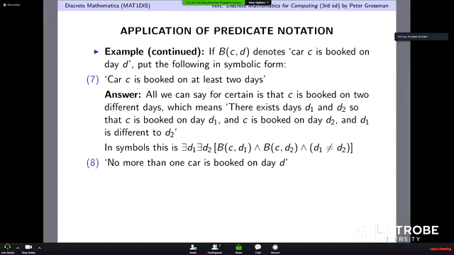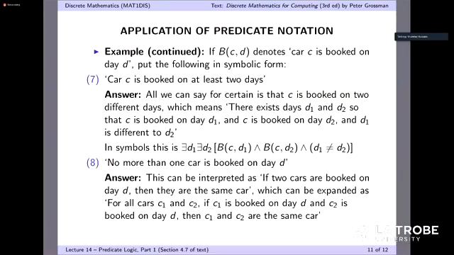Then let's look at this. This can be interpreted as: if two cars are booked on day D, then they are the same car. As I said, this can be expanded as: for all cars C1 and C2, if C1 is booked on day D and C2 is booked on day D, then C1 and C2 are the same car. So the statement was no more than one car is booked on day D.